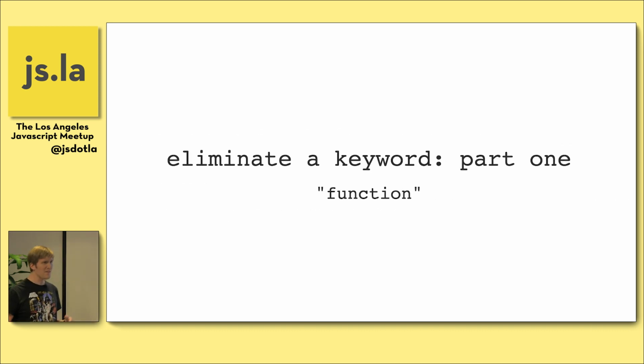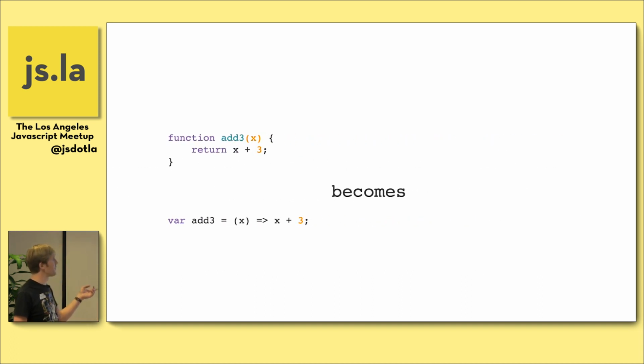I'd like to go through keyword by keyword and see how we can use fewer of them. If we start with function, as you probably know, ES6 added the fat arrow function. Where you would have had to say function add3, return x plus 3, you can just skip the function and put the x in parentheses. This is a twofer, because if the body of your function is just an expression, you don't even need a return. So you can just have add3 equals x in parentheses, x plus 3.